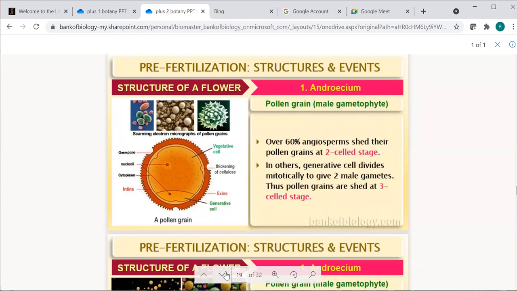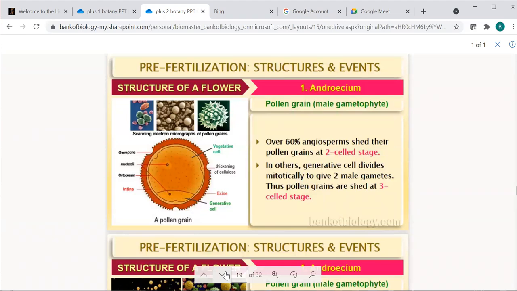Over 60% of angiosperms shed their pollen grains at the 2-cell stage and 3-cell stage. So we will talk about the 2-cell stage and 3-cell stage. The mother cell, that is 2N, forms male gametes through meiosis. And when the male gametes are formed, it forms a 2-cell pollen grain through mitosis, that is one vegetative cell and one generative cell.